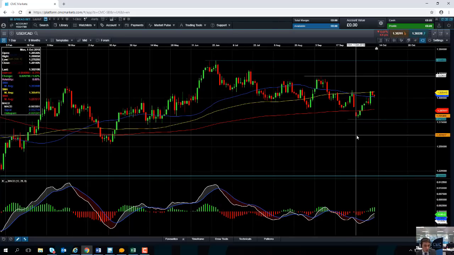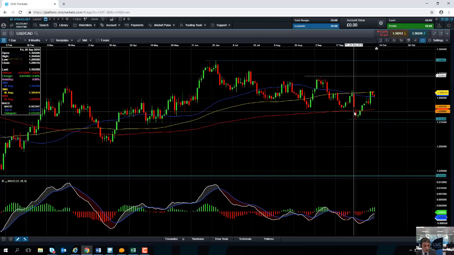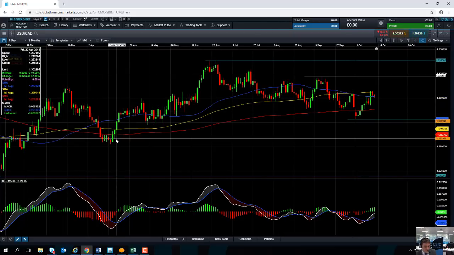and if we break below the recent October low of 1.2782, we could be heading back down towards the 1.25 region.